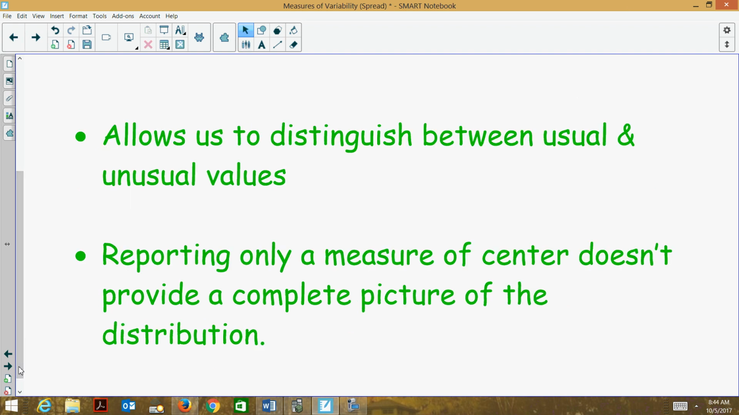And finally, reporting only a measure of center doesn't provide a complete picture of the distribution. We can talk about the mean or median, but adding spread towards our discussion will help us define our data sets even more.